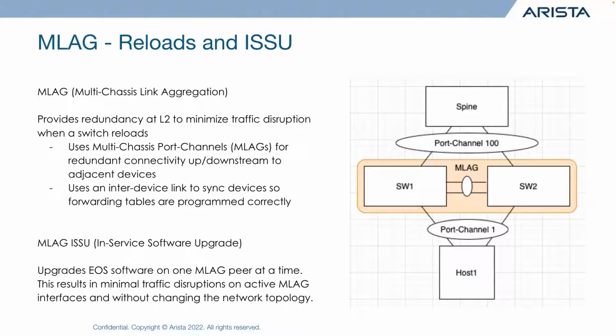MLAG, or multi-chassis link aggregation, is there to provide us redundancy at L2 so that we can minimize traffic disruption on device failure or on a switch reload. In order to do that, it uses these multi-chassis LAGs. So you've got a port channel here connected to this host, with a link that goes to switch 1 and switch 2. And these are regular front panel connections.